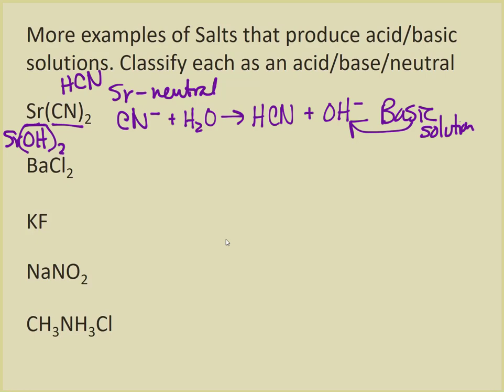Our next one is barium chloride. So barium comes from a strong base. And this chlorine comes from a strong acid, HCl. Where they're both coming from a strong base and a strong acid, then I know that this is going to be a neutral solution.